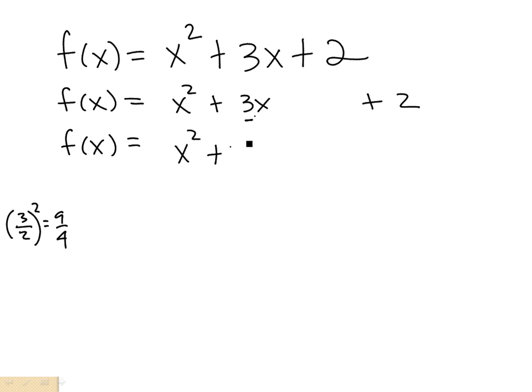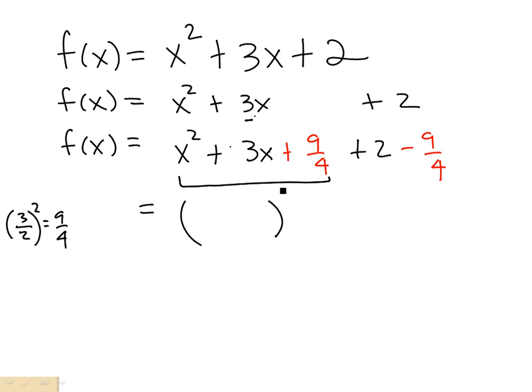So x squared plus 3x, let's put plus 9/4 here. We have a plus 2, but we're going to turn around and subtract 9/4 to balance it out. Now, what is x squared plus 3x plus 9 fourths? When we factor it, it is x. We got a plus sign in the middle here, so plus.